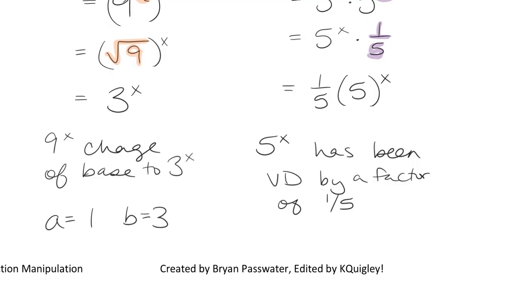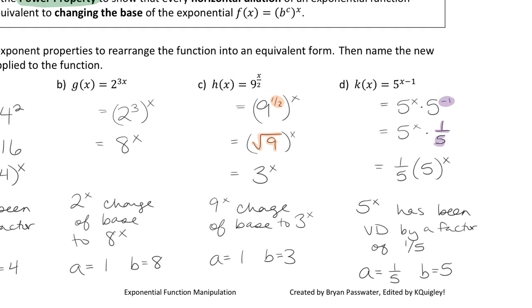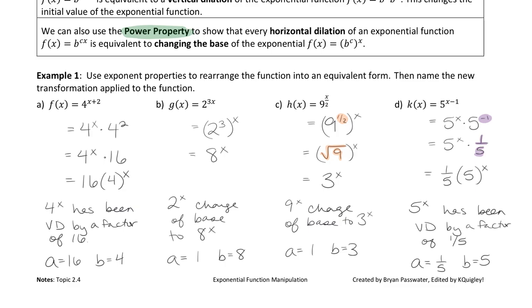In which case, what is the new initial value? And what's the base? So sometimes you'll be changing the base, sometimes you'll be changing the initial value. But either way, we can take inside transformations and rewrite them as outside transformations. How do we feel? Good.